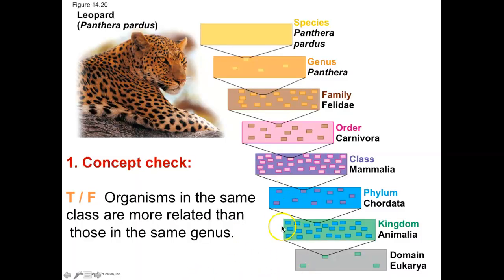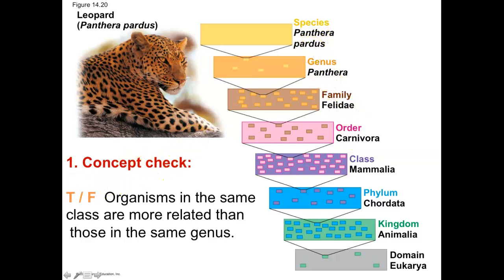So let's look at another example of this, right? This is a little tricky because this is actually the opposite direction. So here's our domain Eukarya, kingdom Animalia, phylum Chordata, class Mammalia, order Carnivora, family Felidae. So now we have cats, genus Panthera, and species Panthera pardus.